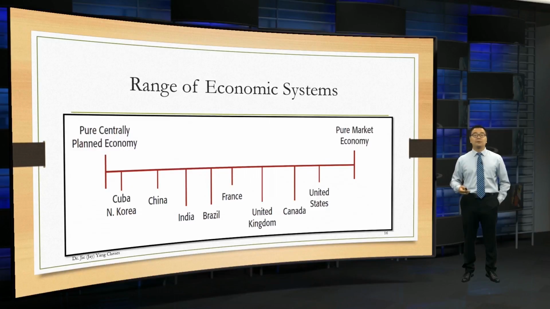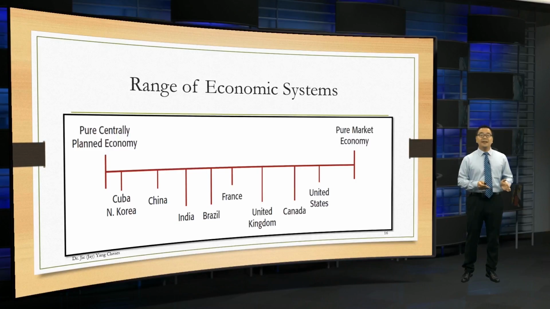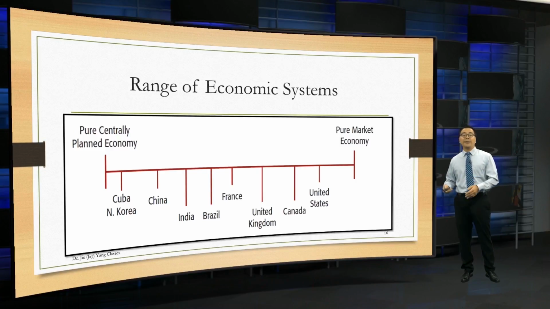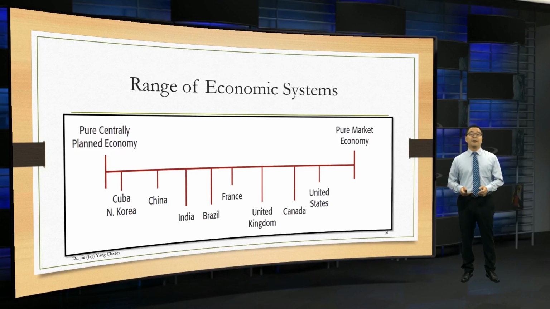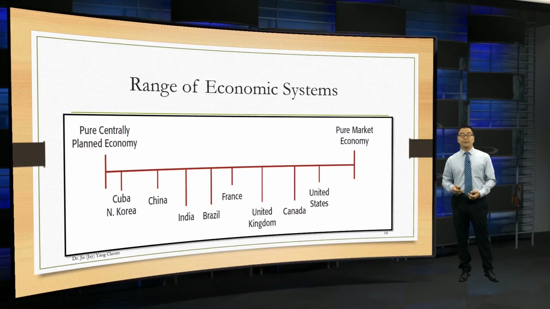After we understand the three types of economic systems, we can arrange national economies on a horizontal scale that is anchored by two extremes. At one end of the scale is a theoretical, pure centrally planned economy. At the other end is a theoretical, pure market economy. And in between is a mixed economy. From this scale, we can tell there's no country located at either extreme end. All countries are located somewhere in the middle.